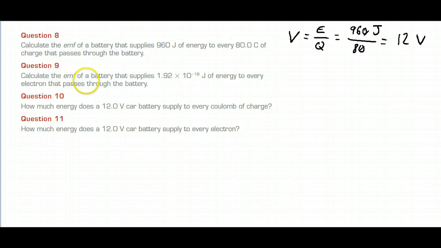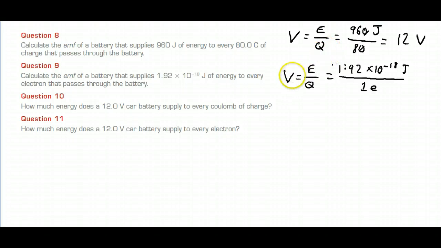Alright, question 9. Calculate the EMF of a battery that supplies 1.92 times 10 to the negative 18 joules of energy to every electron that passes. So this time we've got a voltage again, and so it's going to be E over Q. And we know how much energy there is: 1.92 times 10 to the negative 18 joules for every single electron.